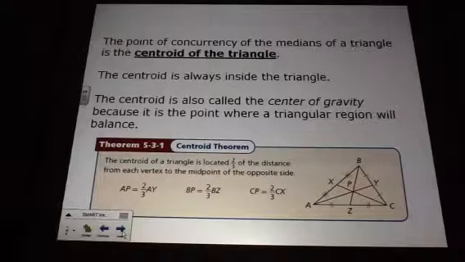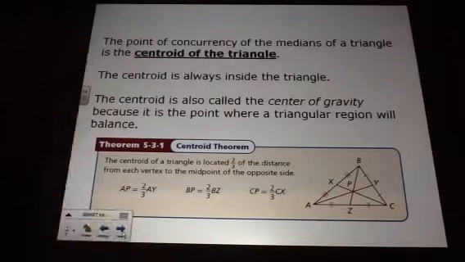The centroid is always inside the triangle. The centroid is also called the center of gravity because it is the point where the triangle region will balance. Okay, so we've got our centroid theorem right here. And what this is saying is the centroid of a triangle is located 2/3 of the distance from each vertex to the midpoint of the opposite side.